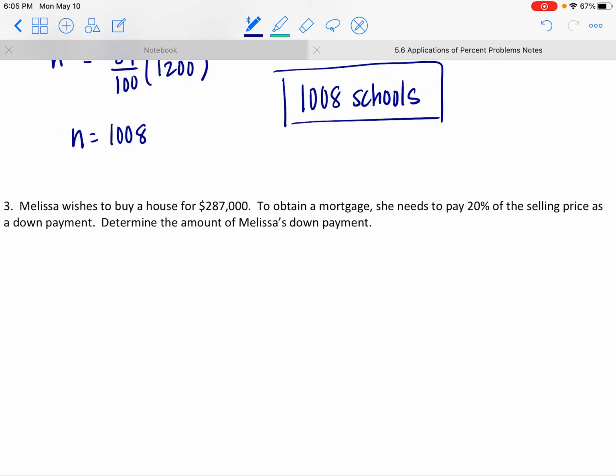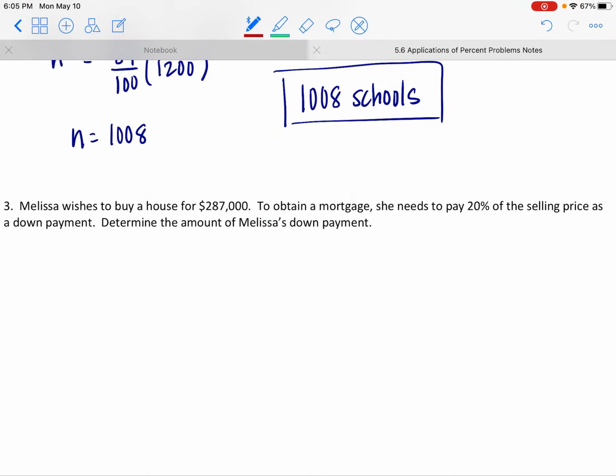Okay, last one here on the front says Melissa wishes to buy a house for $287,000. To obtain a mortgage, which is a fancy name for a home loan, she needs to pay 20% of the selling price as a down payment. Determine the amount of Melissa's down payment.